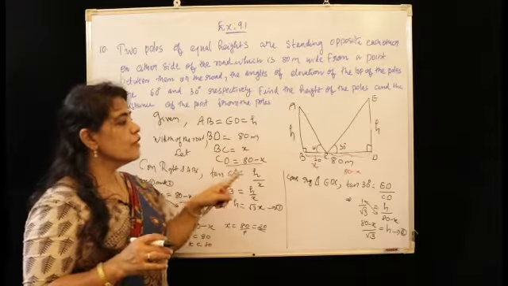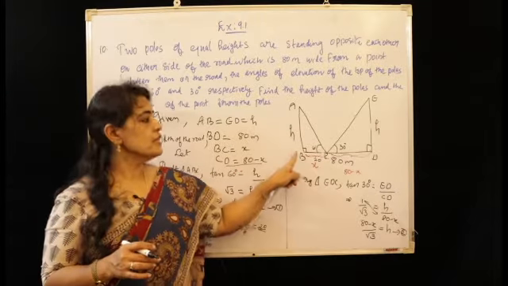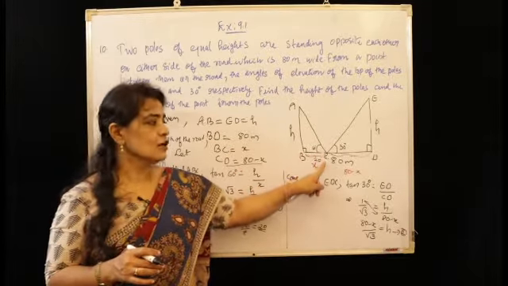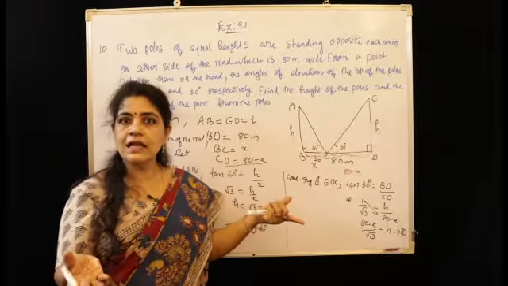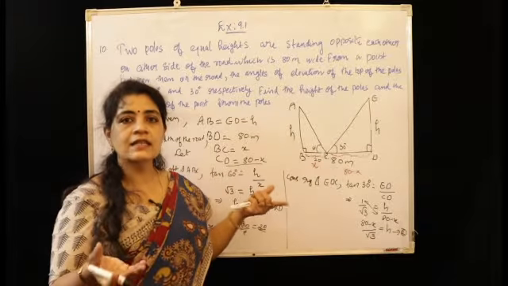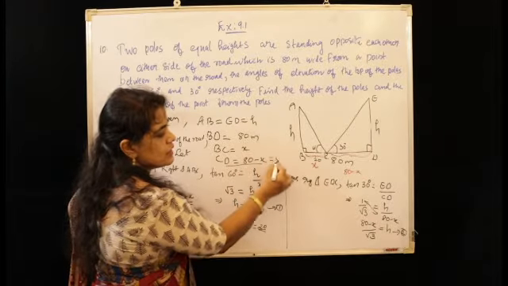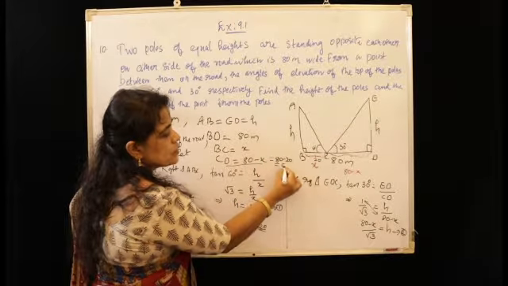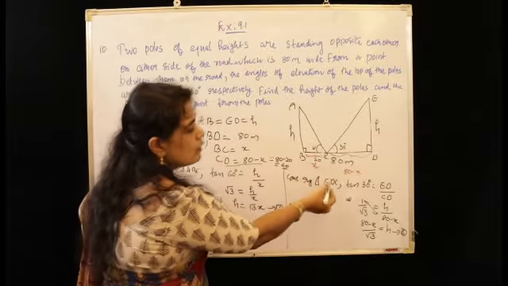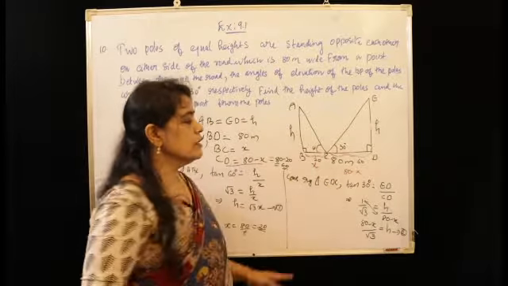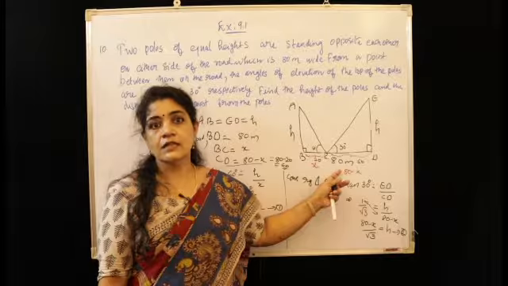That is the distance of this point from this pole. Okay, that is equal to x, and the total distance is 80. So 80 minus x, that is 60. That is CD equal to 80 minus 20. That is equal to 60. So altogether you will have here 60 plus 20 become 80. So that is the one part.